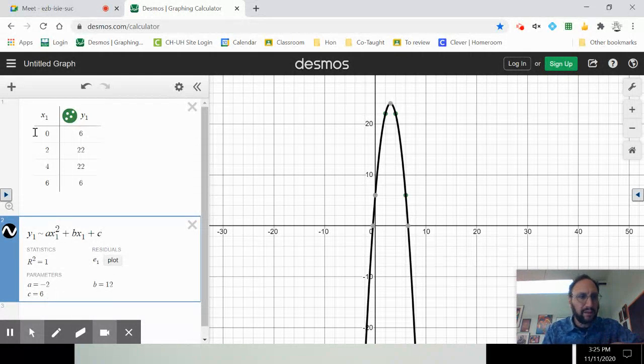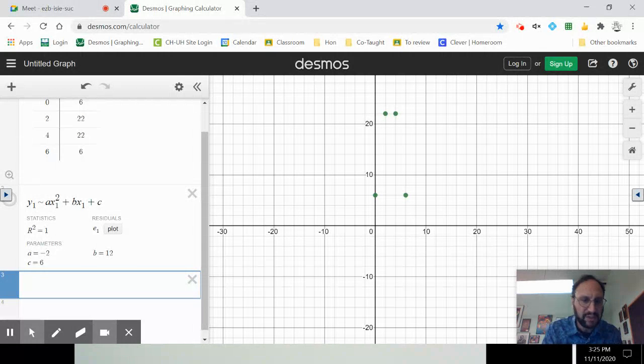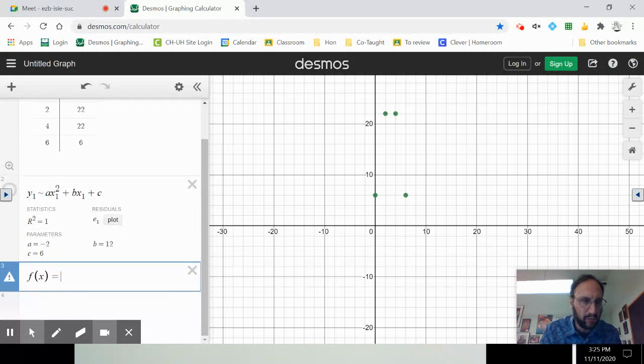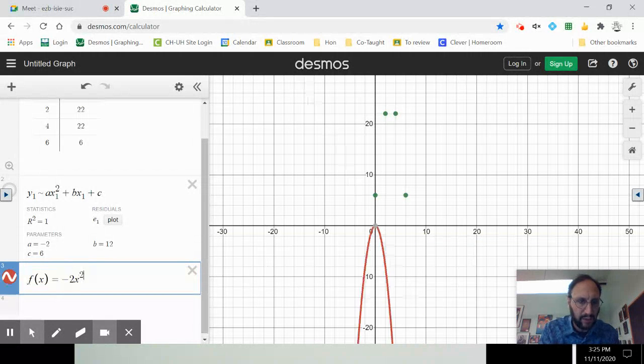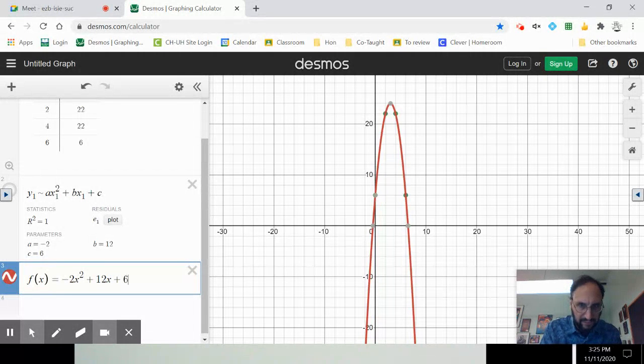So here's a further thing, and that's the regression. If you were going to ask about this equation, you could say forget about these equations, this correlation will do this. We'll just say f of x is equal to, and I'm going to use the a value, -2x squared. The b value is 12, so plus 12x, plus 6. And that parabola, using this a, b, and c value, goes through all 4 points.